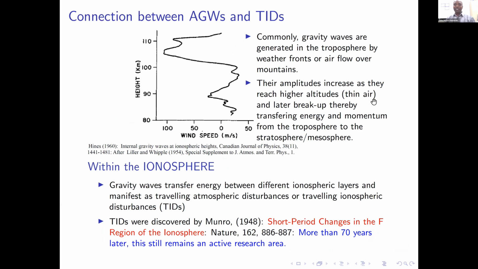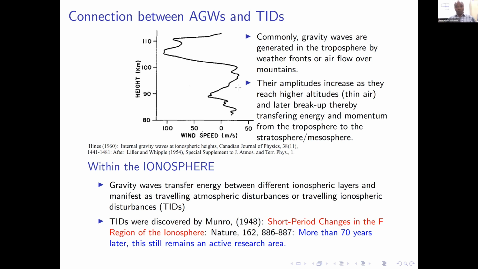What I was saying was that there is a link between atmospheric gravity waves and TIDs. We know that commonly these gravity waves are generated in most cases in the troposphere by weather fronts or airflow over mountains. In the graph you are seeing, I'm showing wind speed as a function of height. These small wiggles between 80 and about 120 kilometers, partly within the D region and E region, are indications of atmospheric gravity waves. One can see them in wind speed, in temperature, and in very many other atmospheric parameters.